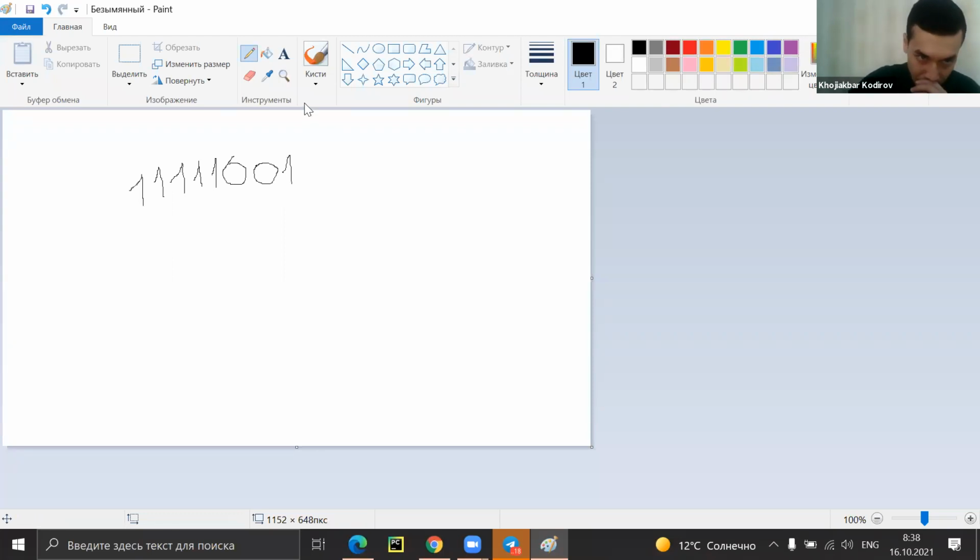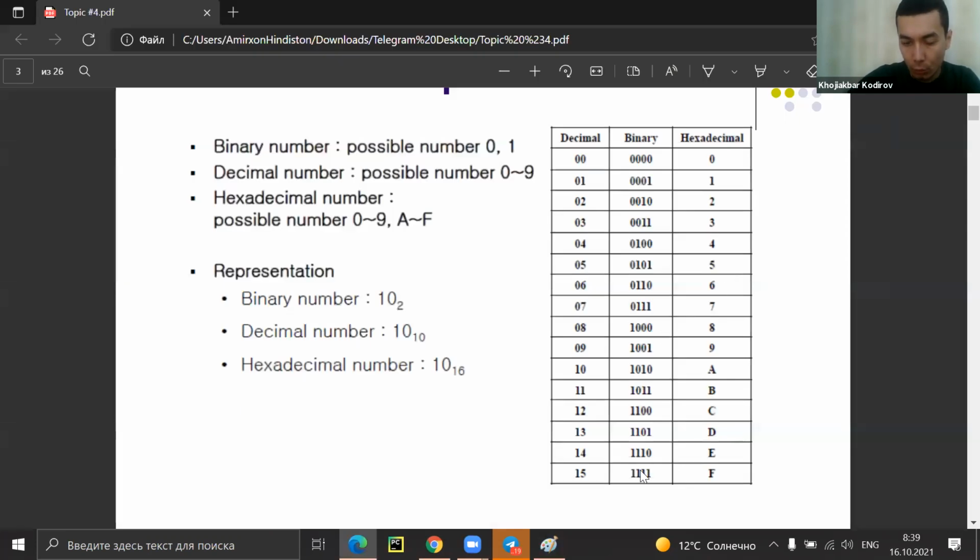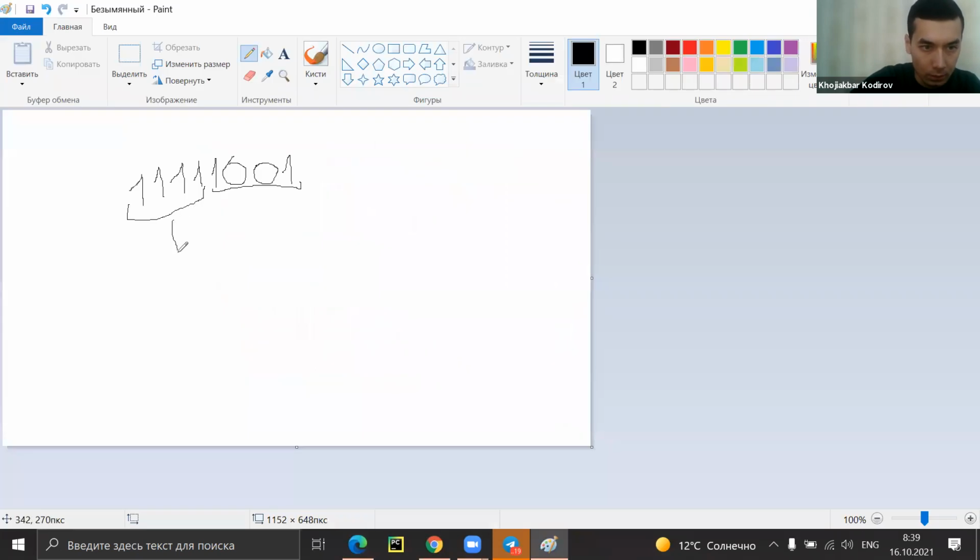Okay, this was our number. This was the decimal number. As I mentioned, let's divide it into two parts. It will be very easy for us to find its representation. If we divide this, we'll have 1001 and 4 ones. What will it be in hexadecimal? Let's look at the table. 4 ones is going to be F. 1001 is going to be 9. So the answer will be F9.